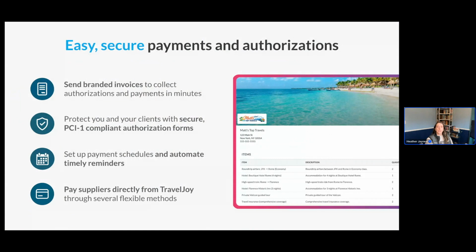With TravelJoy, you can send branded invoices in just minutes to collect both payments and authorizations. You can protect yourself and your clients with secure PCI Level 1 compliant authorization forms. You can set up structured payment schedules and automate timely reminders so you're not chasing deposits or final payments from your clients. And once funds are collected, you can use the built-in funds balance to pay suppliers directly using flexible methods like virtual credit cards or wire transfers.